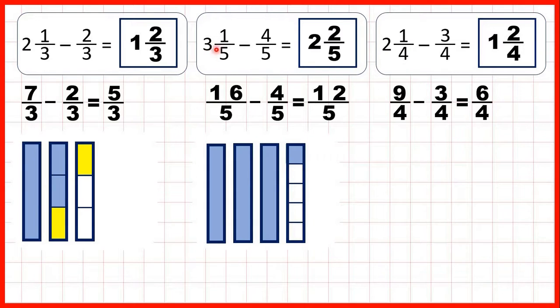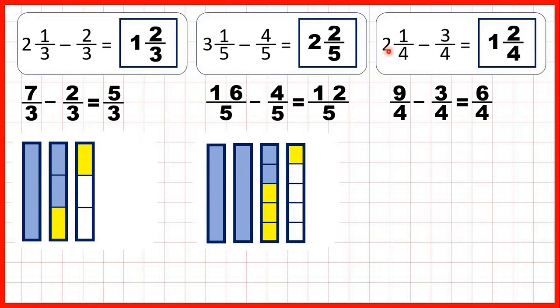Then we had 3 and 1/5, so 3 wholes and 1/5. We needed to take 4/5 away, but first we changed those 3 wholes into 15/5, and adding the 1/5 that we had to start with gave us 16/5 altogether. We can subtract 1, 2, 3, 4 of those fifths, and now we have 12/5, so 12 of these fifths left in blue. We can change that back into a mixed number, and that's 2 and 2/5 as a mixed number.